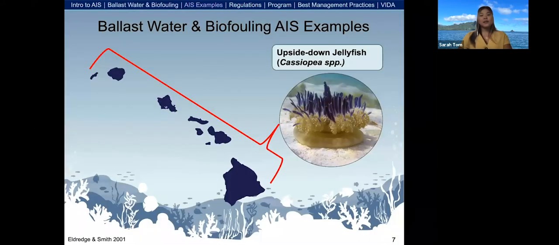Now we're going to go over some of the more notorious examples of aquatic invasive species with ballast water and biofouling as a vector. First up is the upside-down jellyfish. It is native to the Indo-Pacific region, but found throughout some of the main Hawaiian islands. It was unintentionally introduced through both hull fouling in the juvenile benthic stage and ballast water in their pelagic stage, and they're a major nuisance in Hawaii because they can sting people.